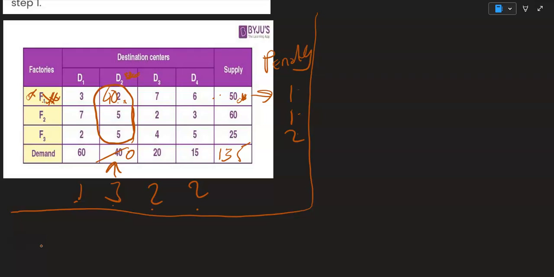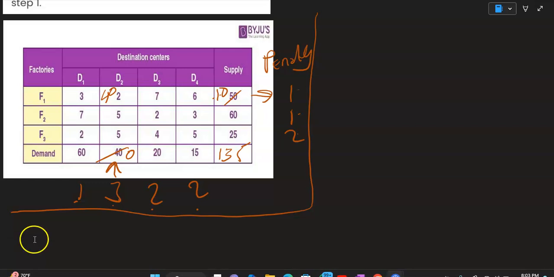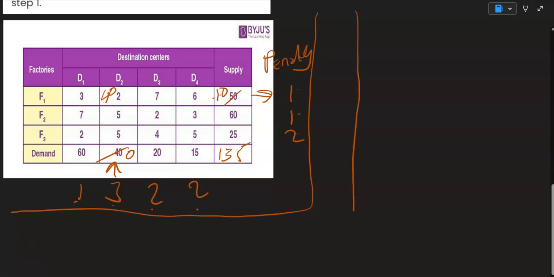But when you give 40 from this 50, from this supply you have given D2 40. How many will F1 remain with? Factory 1, you remain with 10, isn't it? Okay, you have allocated there. You start this process all over again until you have zeros on this side and zeros on this side. So let's start over the process again. Okay, so we draw another line like that. Okay, we start the process again.